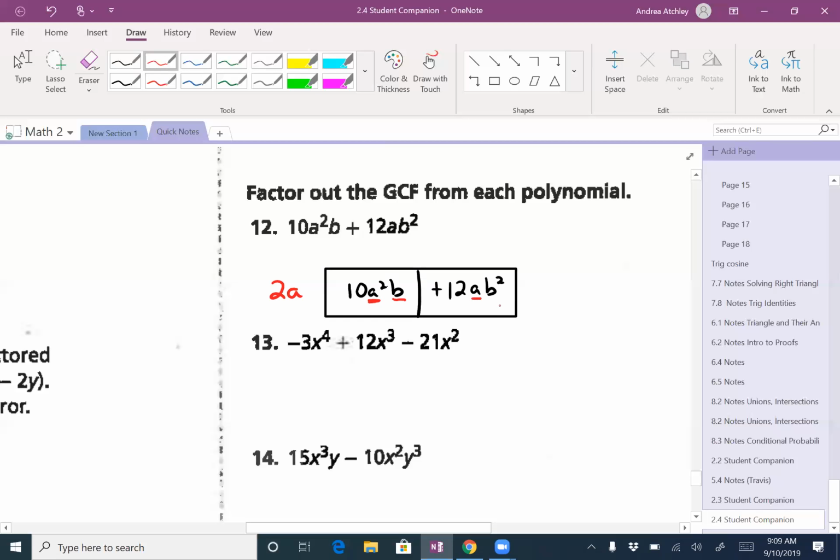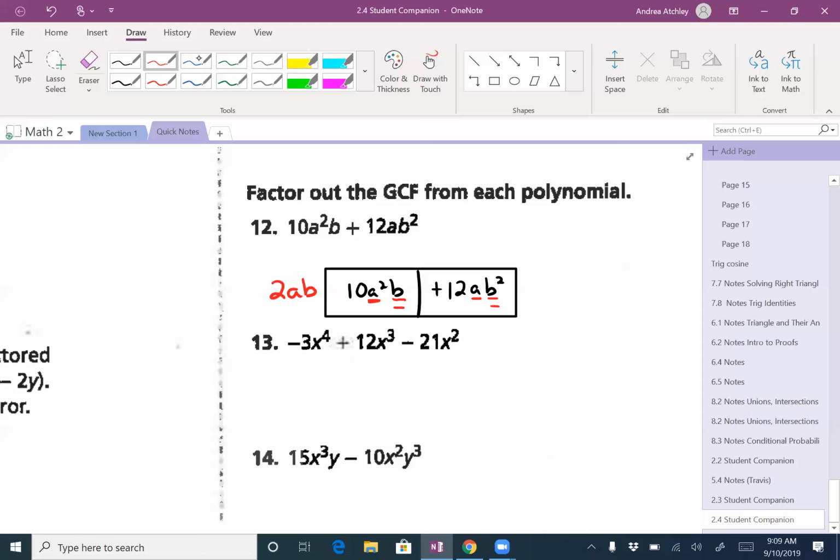Then we look at the b's. What's the smallest exponent? 1, b to the first. So we can just pull out 1b. Okay, they both have an a, they both have a b. They only have one that I can pull out, though, for each of them.